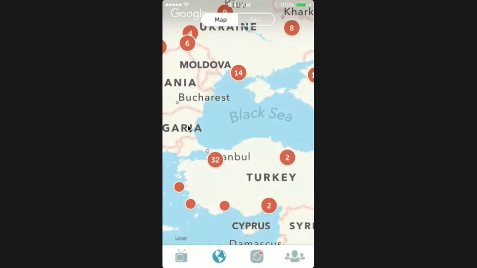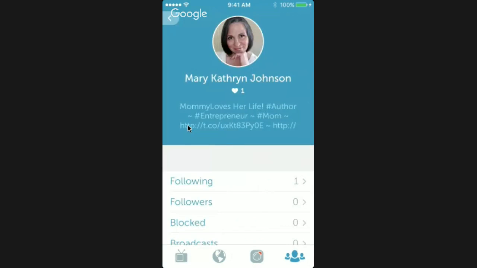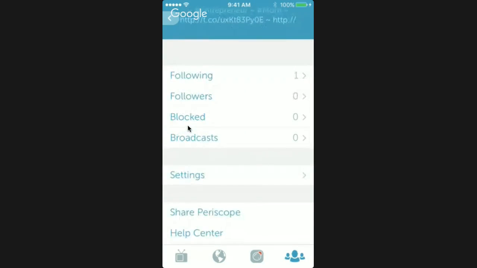All right, so now I'm going to skip this middle one, that little square with the little circle in it. And I'm going to go over to the people. Okay, looks like we're out of suggestions. Please check back later. All right, well, I'm going to go and tap that little person. All right, so here's me. I'm following one person, which is Periscope, and I have no followers. I haven't blocked anyone.